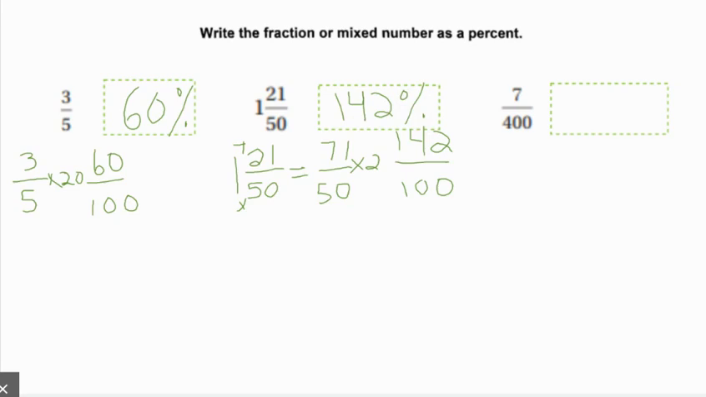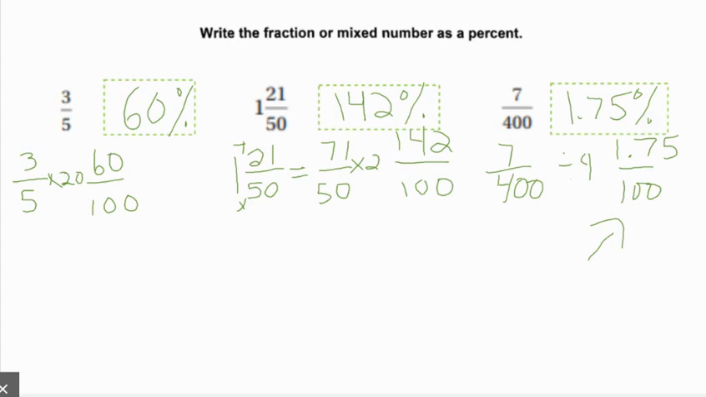So now we have 7 over 400. So this time, in all the other times we've been multiplying to get to 100, this time we need to divide. And we're going to divide by 4 to get 100. And 7 divided by 4 is actually a decimal. So it's 1 and 75 hundredths. Because 100 is your denominator, whatever is your numerator is your percent, which is a decimal. And it's okay that it is a decimal.